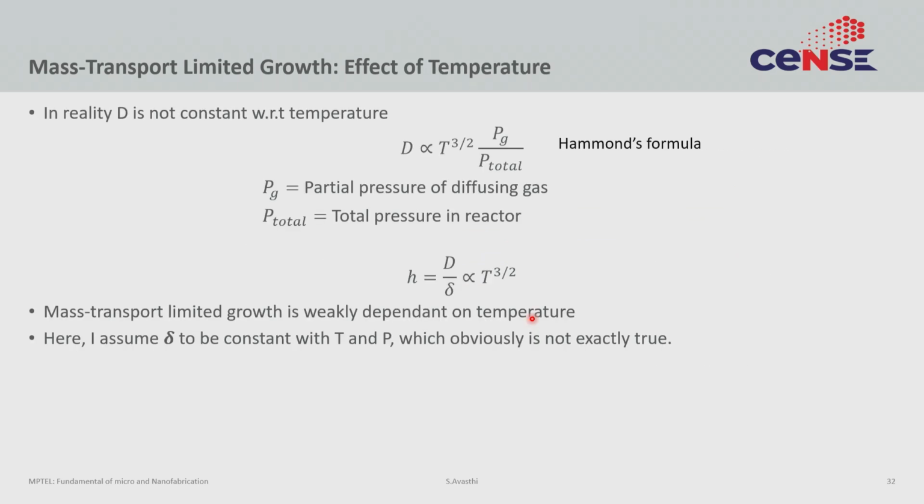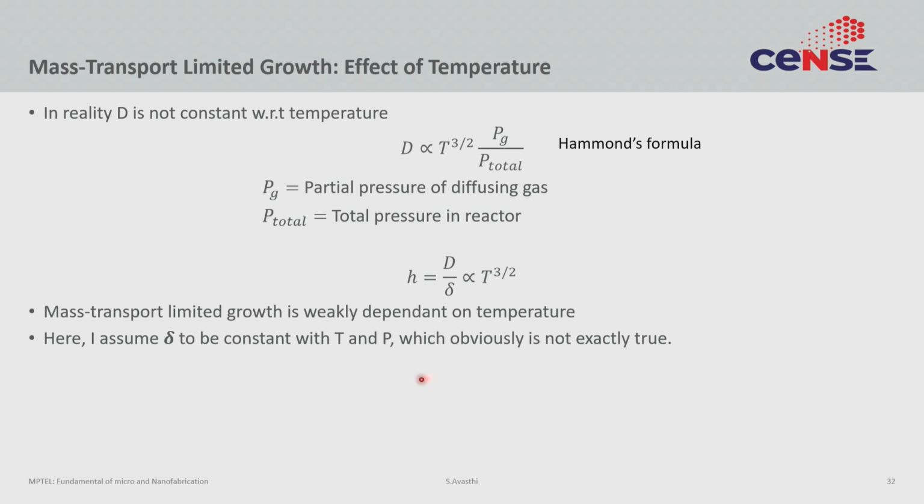But even d is not exactly uniform, because d with respect to temperature tends to have this dependence. This is called Hammond's law, where it depends with a 3/2 power on temperature and linearly on pressure, or rather the ratio of partial pressure to total pressure. So overall, if you look at h, it has both the dependence of d and delta, so h also tends to have a 3/2 dependence on temperature. Here I assume that delta is constant with T and P. Just a couple of slides before, I had shown that that is not exactly the case.